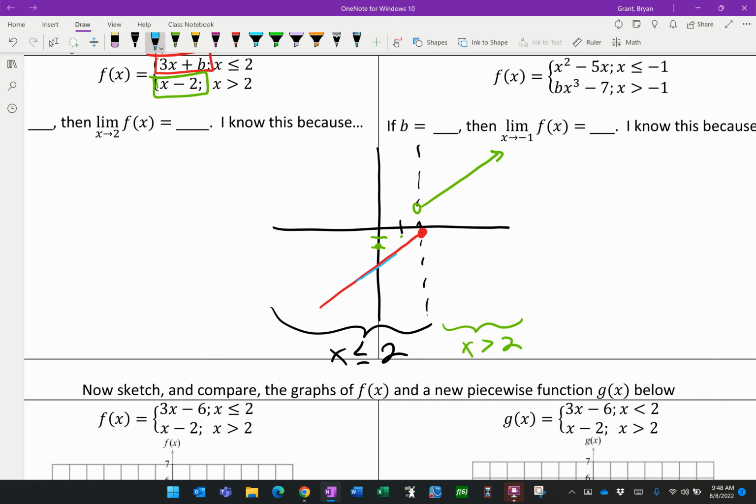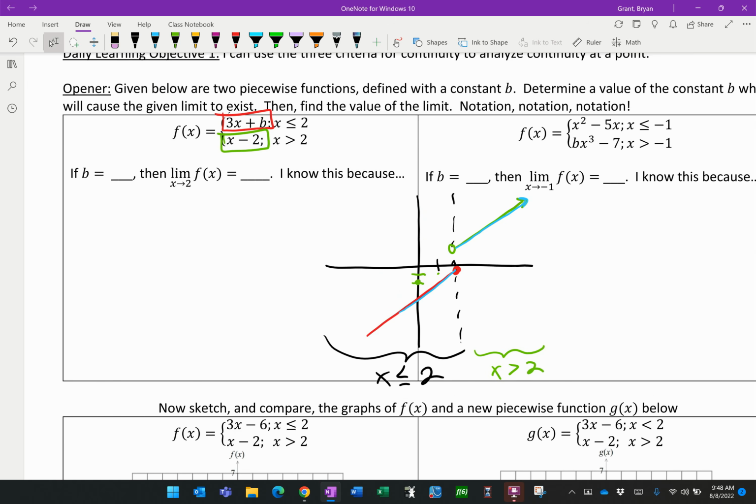As we trace this, and I get to here, I have to pick up my pencil, skip over the open circle, and then trace over here. So we know that that has a limit that does not exist, right? We approach from 2 different sides. Your job, though, is to figure out the value of b that would make these 2 functions come together.